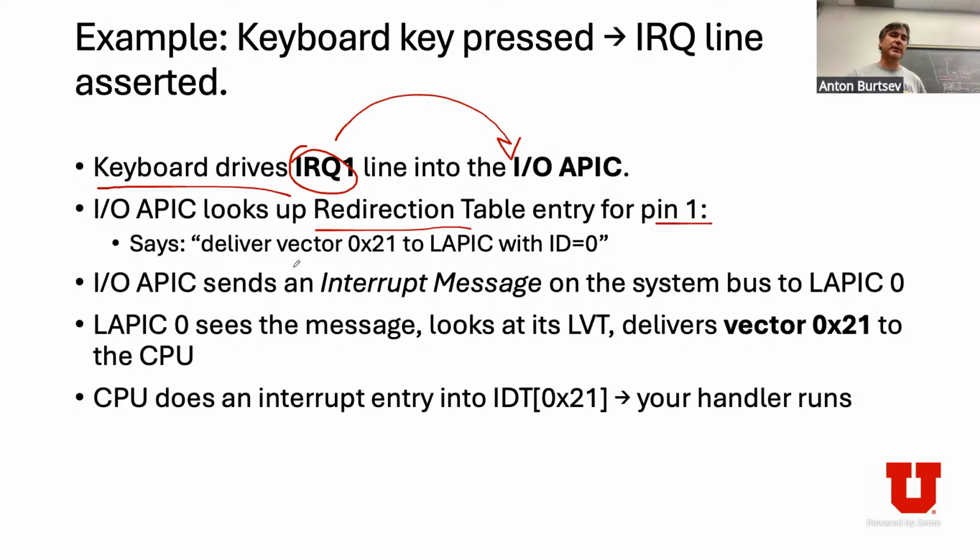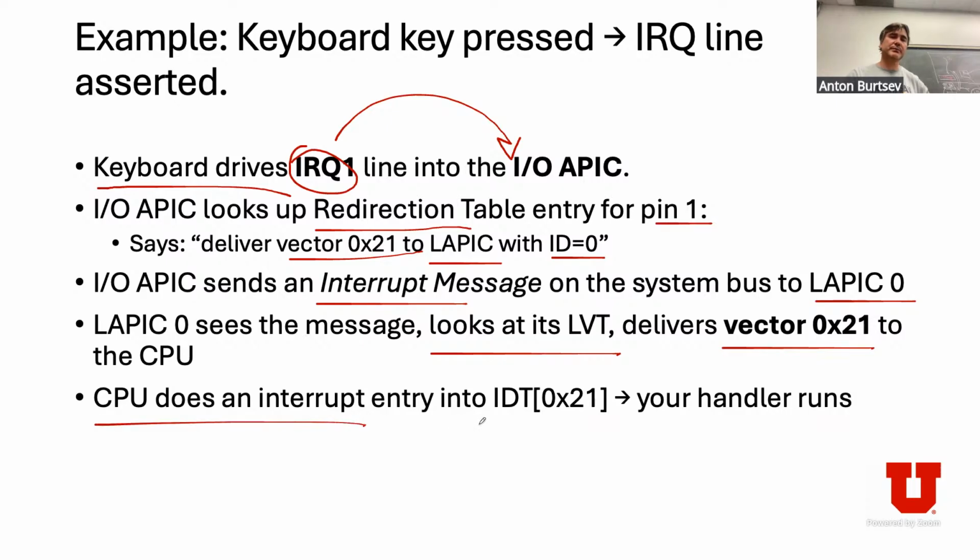The table says deliver this interrupt through vector 0x21 to the LAPIC with ID 0, so it's core 0, right? And then the IO APIC sends an interrupt message that reaches LAPIC 0. LAPIC 0 sees the message, looks up its local vector table, and delivers vector 0x21 to the CPU. The CPU, as we discussed, looks up interrupt descriptor table entry number 0x21 and handles whatever interrupt transition happens. Makes sense?